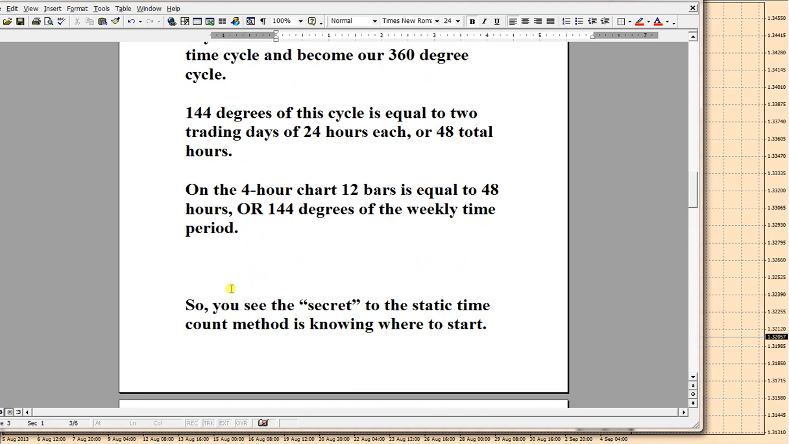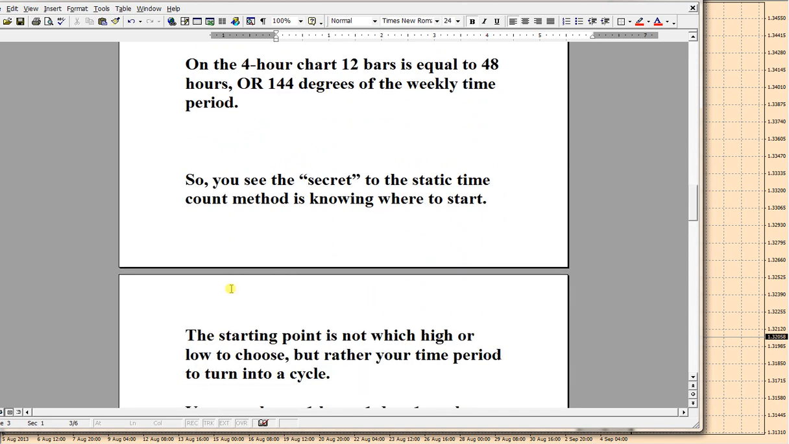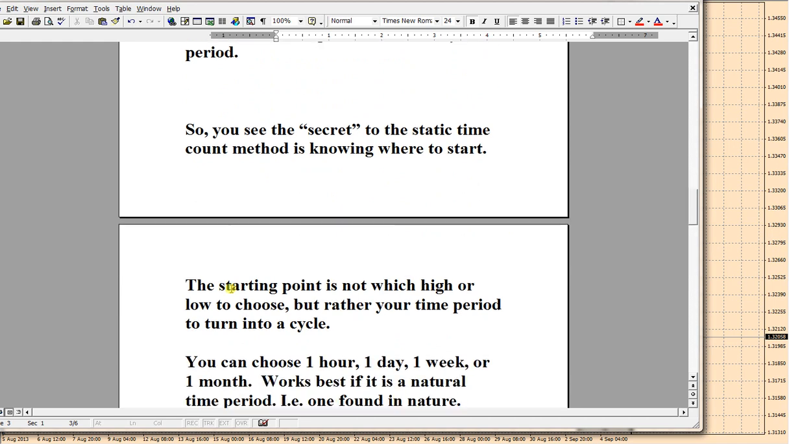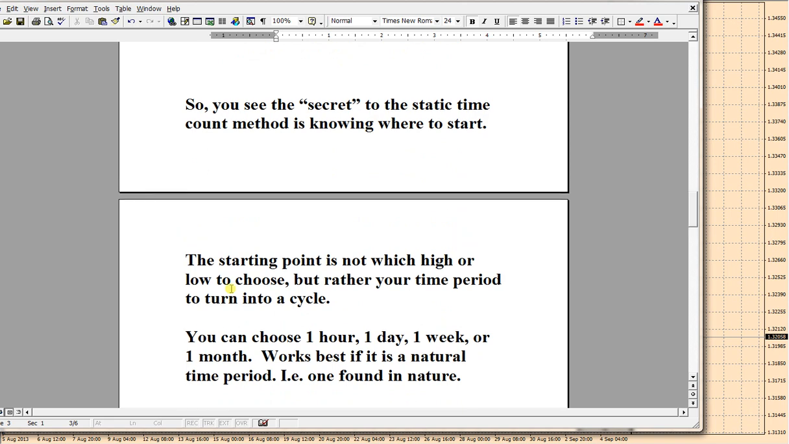So you see, the secret to the static time count method is knowing where to start, and I alluded to that in the very first video actually. The starting point is not which high or low to choose, but rather your time period to turn into a cycle. You can choose 1 hour as your time period, 1 day as your time period, a week or a month or a year or whatever. It works best if you use a natural time period, one found in nature, in other words, an hour, a day, a week, or a month, and so on.